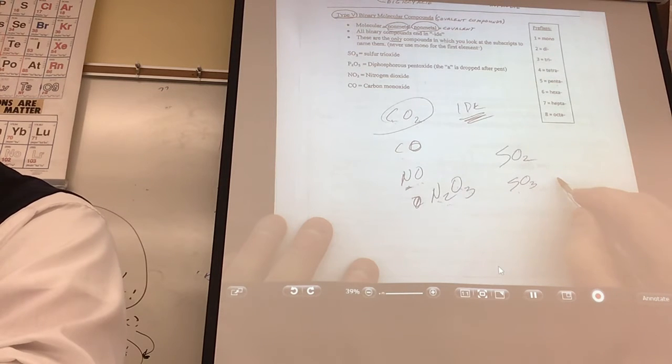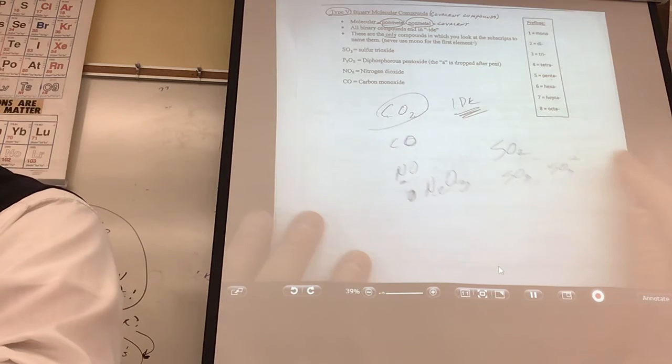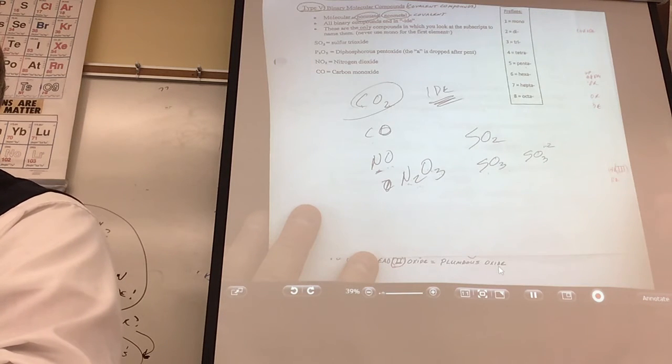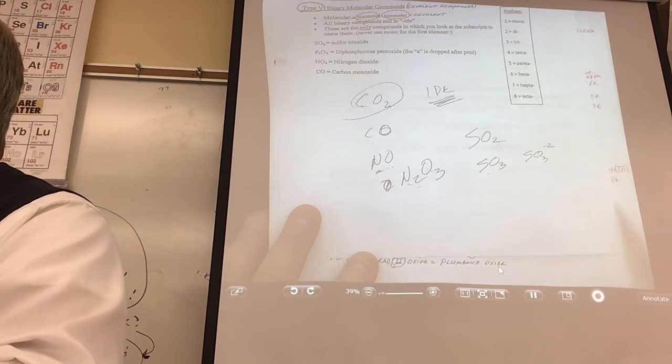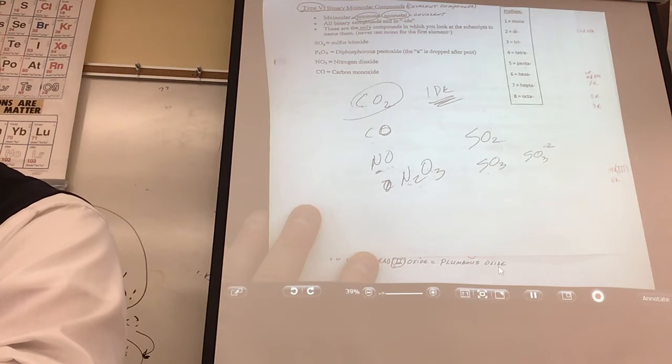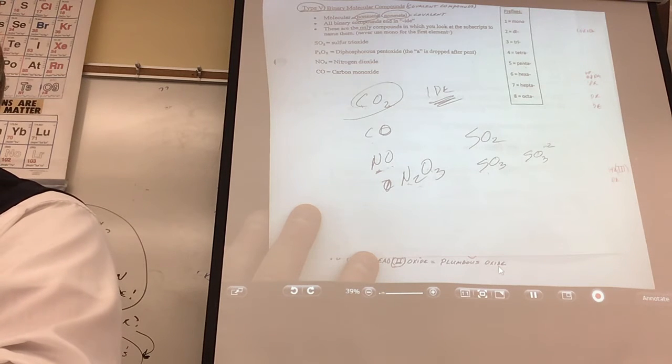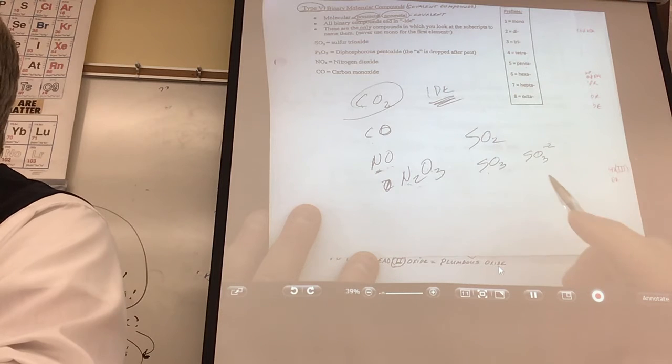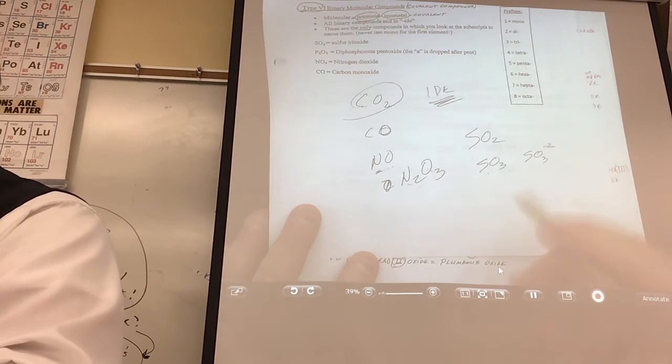Now, let me show you how tricky I can get. Which one of these is a compound? Here's a great question for a test. What do you call a group of atoms that are bonded together whose net charge is 0? It's called a compound, isn't it?